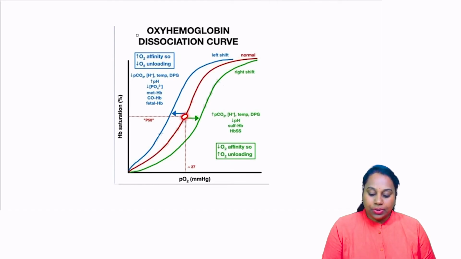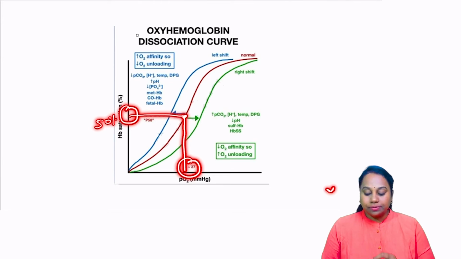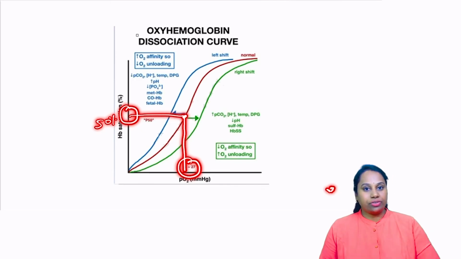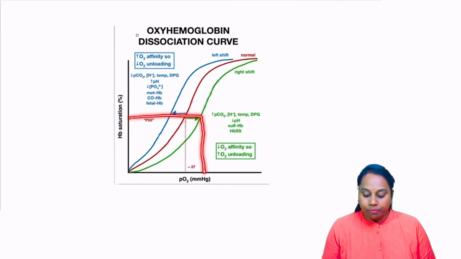And normally you see that the P50 value, what is P50 value? The partial pressure at which there is 50% saturation. This is called P50 value. The normal P50 value is 27 millimeter of mercury, as you can see in this diagram. What happens to this P50 value in right shift of the curve? If this curve shifts to the right like this, I'll just mark the P50 for the green curve. Green curve is the right shift curve. So the P50 value has gone here.